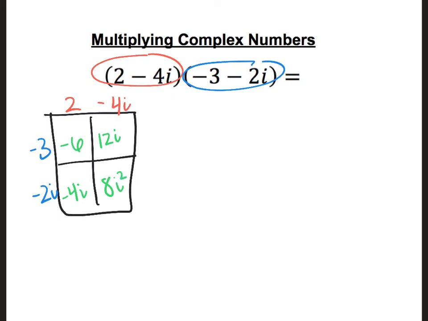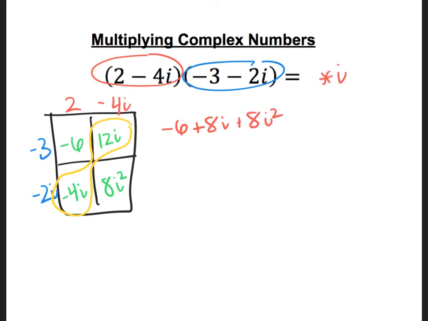Again, we're going to combine our like terms. So I see we have 12 minus 4i. Don't forget you still have negative 6. 12 minus 4i gives me positive 8i. And then we have plus 8i squared.